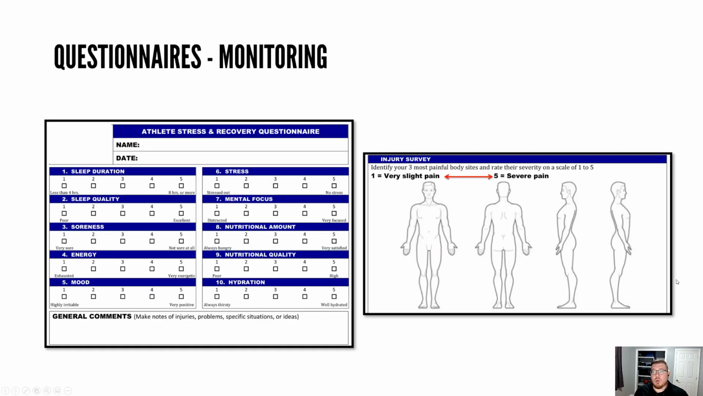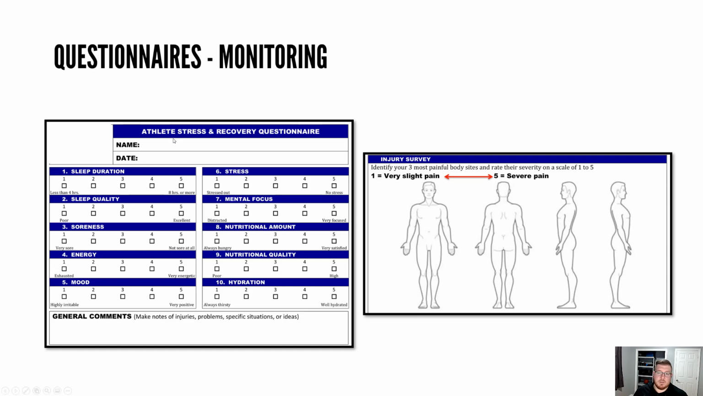So we can also use questionnaires in the form of monitoring. It doesn't have to be just a one-time thing at the start of our session before we start working together. We can use questionnaires day to day or week to week to see how our client's doing and to see if we need to change anything up. So this questionnaire is something you might give the individual every time you see them. Say you work with them twice a week.